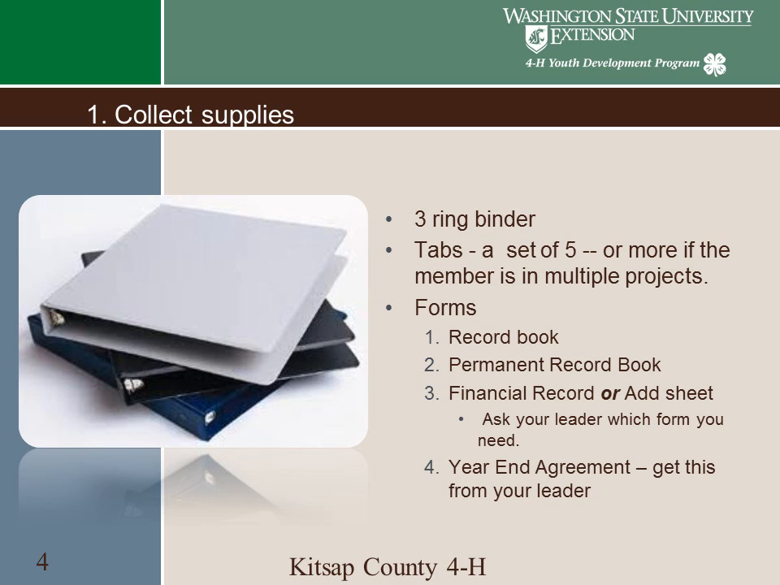You will need 5 tabs for one project. If you are involved in multiple projects, you will need 1 additional tab for each additional project. So for example, if you are involved in horses, photography, and archery, you will need 7 tabs. The forms you need are your record book, your permanent record book, your ad sheet, and your year-end agreement. Your ad sheet and your year-end agreement you may get from your leader.